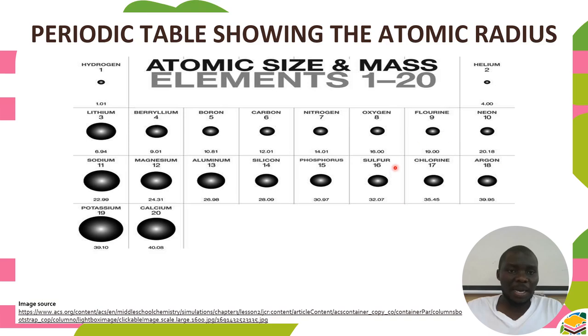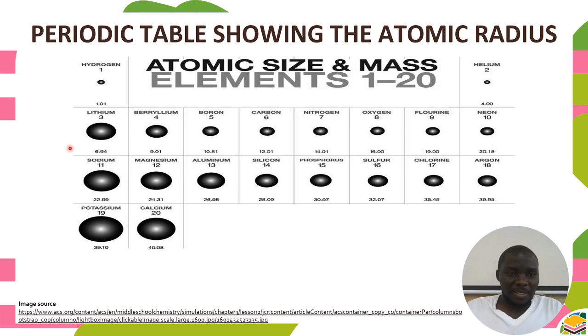We can see from the diagram here, we have a periodic table showing the atomic radius. We'll focus on moving across, starting from left to right. So you can check here. This is lithium, we have beryllium, boron, carbon, nitrogen, oxygen, fluorine, and neon. As we are going across here, the number of energy levels is the same.